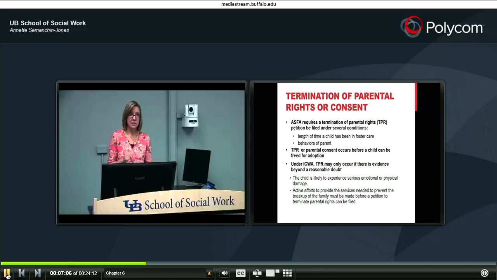Under ICWA, there's a slightly higher standard. So a termination of parental rights in an ICWA case can only occur if there's evidence beyond a reasonable doubt that the child is likely to experience serious emotional or physical damage if the parental rights are not terminated. And they have to demonstrate that active efforts have been made to provide the services needed, so that services were offered, they were accessible, and that they made active efforts to prevent the breakup of the family. And so there is a higher standard for those cases.